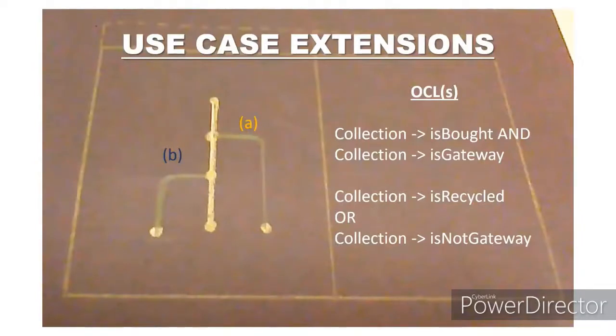These are use case and use case extensions. As you can see, there's a branch A and branch B. Branch A leads to an extension use case. Branch B as well leads to an extension use case. Branch A says is an OCL. OCL is an expression which has been written to obtain that collection. So branch A says collection is bought and collection is a gateway. Branch B says collection is recycled and collection is not gateway.